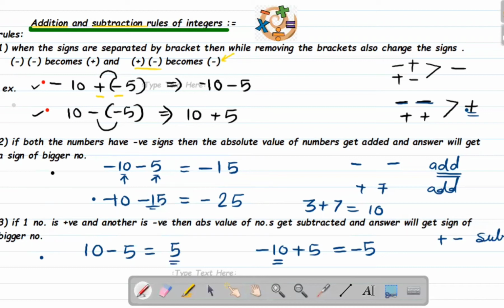So always remember, whenever we are going to add or subtract, we have to follow this. First, if a bracket is there, solve the bracket, and then carefully see the integers. If both are negative or both positive, then you can add them, and the answer will get the sign of the bigger number. Or if one is positive and one is negative, then the numbers get subtracted, and like the upper rule, the answer will have the sign of the bigger number. So this is all about the addition and subtraction rule of integers.